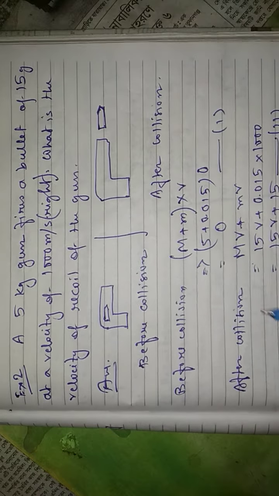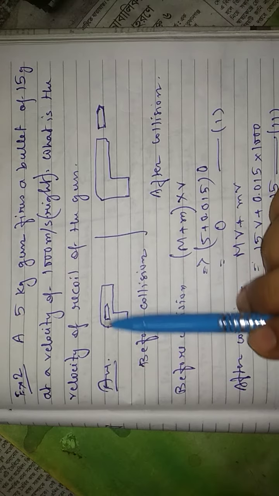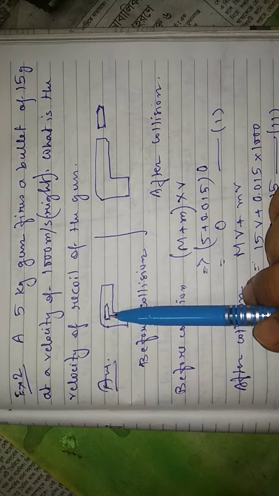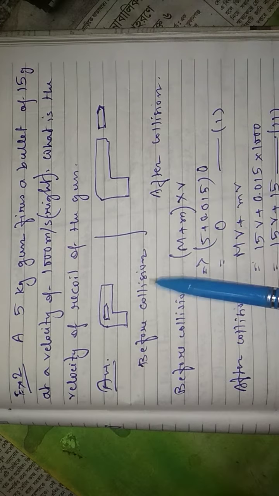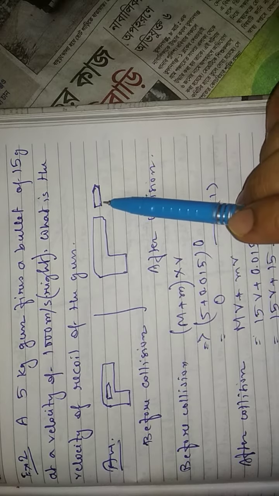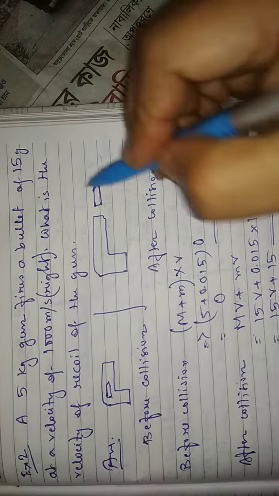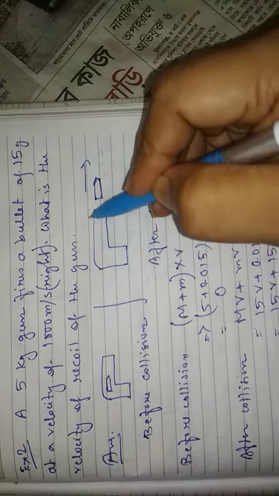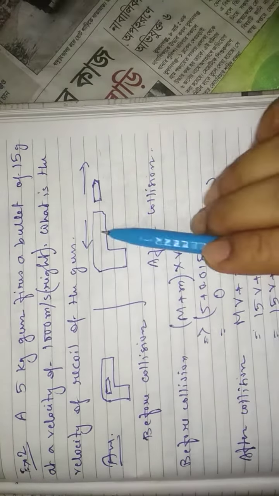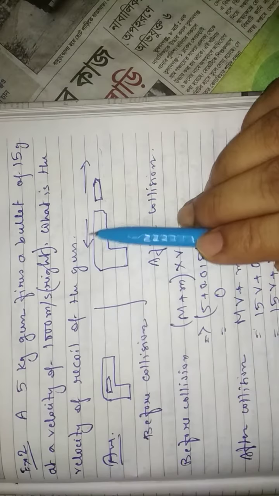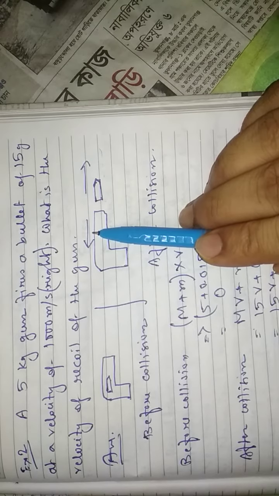So this is the situation before collision between gun and the bullet. The bullet was there inside the gun. So this is before collision. After collision, the bullet will be moving in this direction and there will be a backward direction velocity in the gun in the backward directions. So this velocity is known as recoil of a gun.